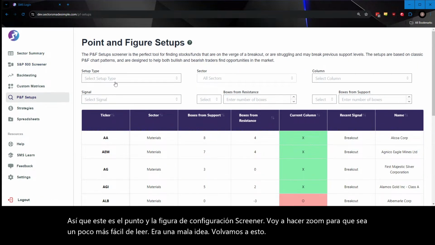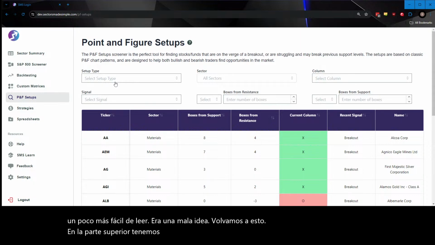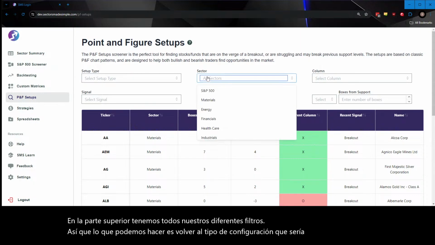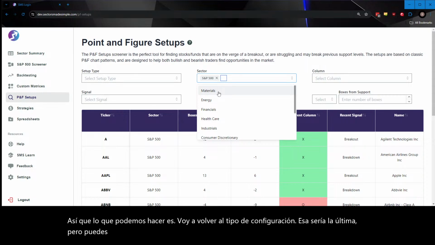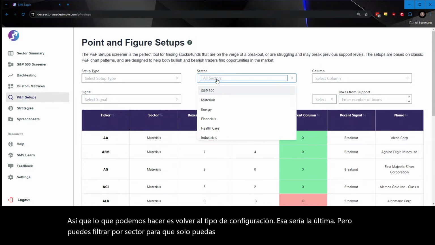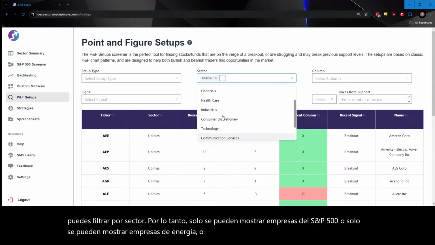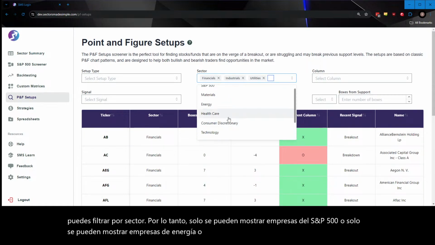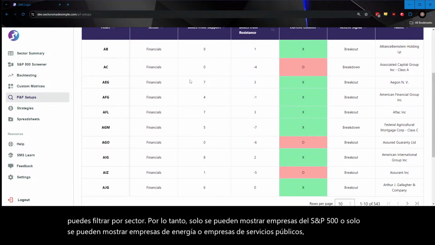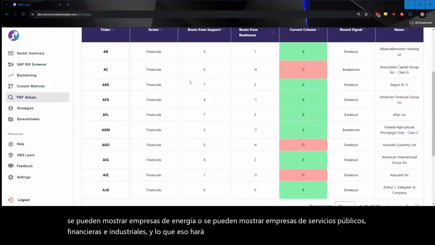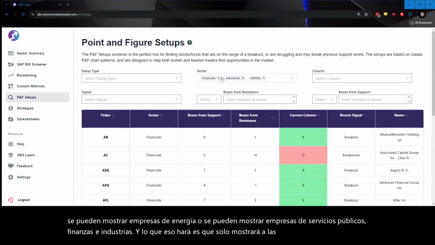At the top, we have all of our different filters. So what we can do is, I'm going to come back to setup type. That will be the last one. But you can filter by sector, so you can only show S&P 500 companies, or you can only show companies in energy, or you can show companies in utilities, financials, and industrials. And what that will do is it will only show us companies within those sectors.